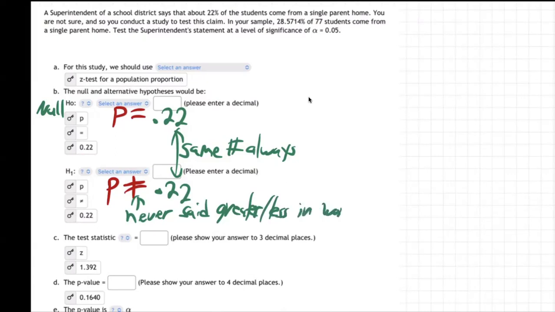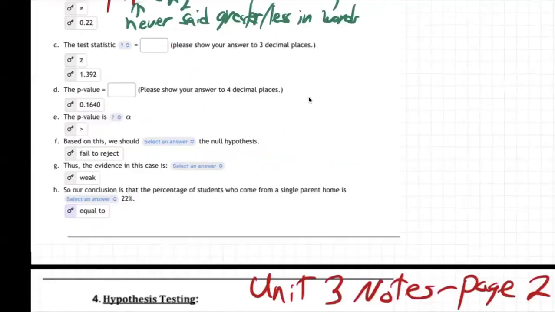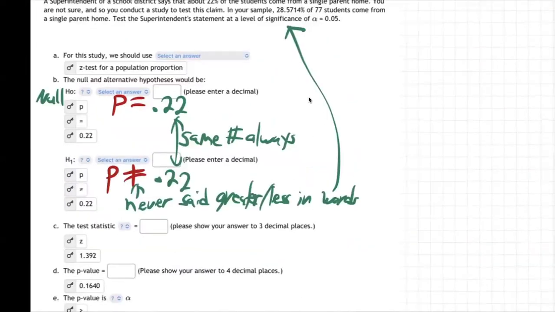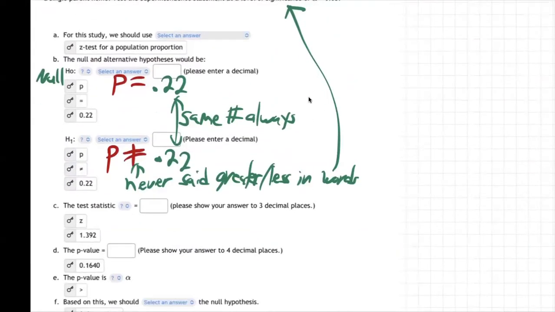The reason we didn't do greater or less is because they never said greater or less in the words up there. So that's how I know it's actually a not equal. Again, back to the notes. If it says same, different, or if it just never says greater or less, you use not equal. And that's us. That's exactly what we're doing. So we come back and go, okay, it's a not equals. That's probably the trickiest part of this question, that it indeed is a not equals question.